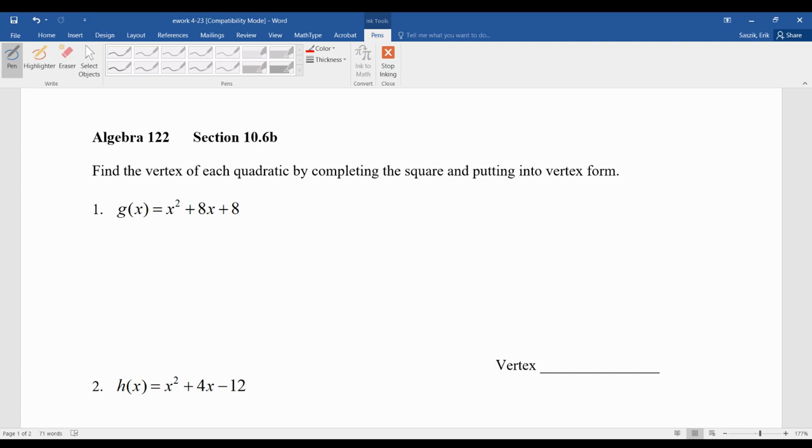Hello, kids. I think I have a relatively short lesson for you today. It's our second day of completing the square vertex form. We're going to throw in a little bit of review of older stuff as well.